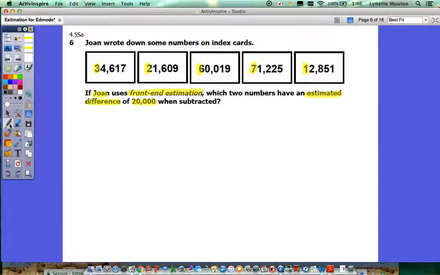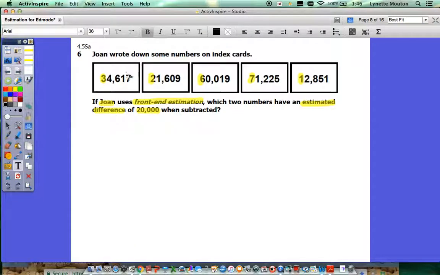And remember, this is your TEI type question, and you will have some like this, which means you're going to have to round all of these first. But we're not going to fret over it, because we're just going to use front-end estimation to round them, which is really easy. And then after we do that, we're going to have to subtract them in pairs to find out which one has a difference of 20,000.